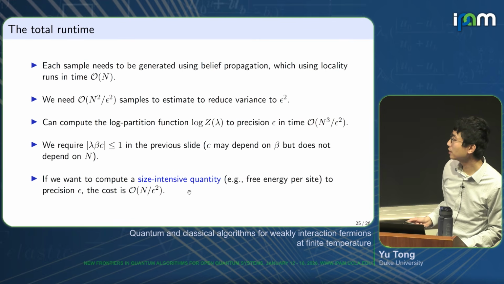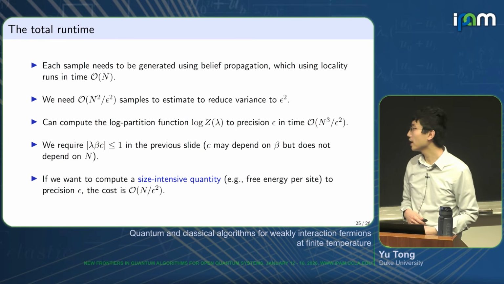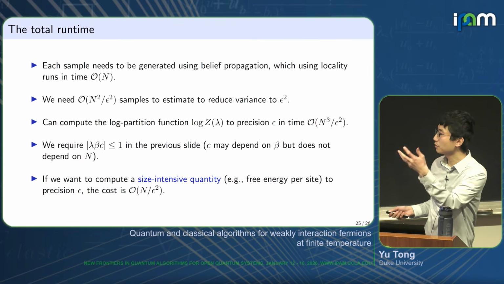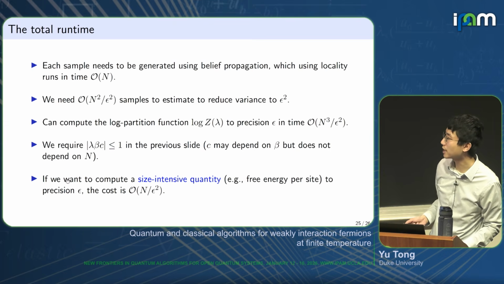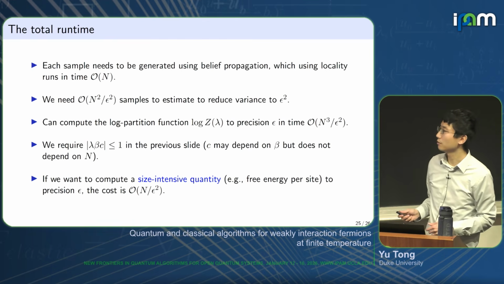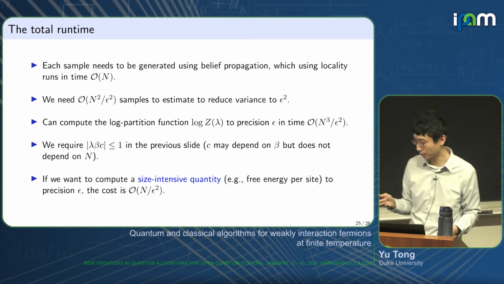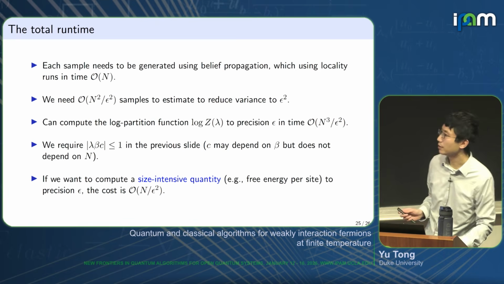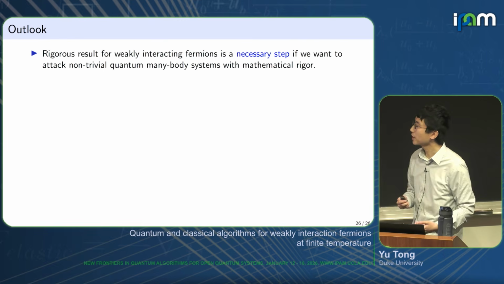If we want to compute size-intensive quantities, such as the free energy per site, then that can be done even faster, because your precision can be rescaled with the system size. So if you want to compute the free energy per site, the algorithm runs in time that's n over epsilon squared, which is roughly the best thing you can have because you at least need to read out the information about the system one by one. So that's our algorithm. We managed to get a polynomial time classical algorithm after all for this task.